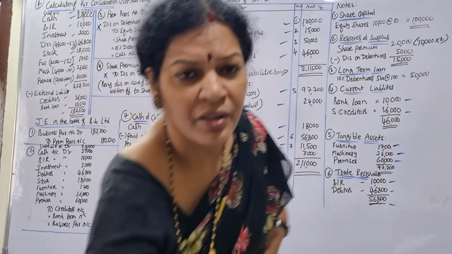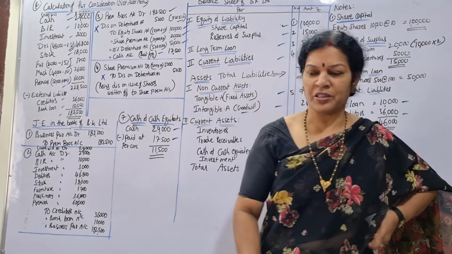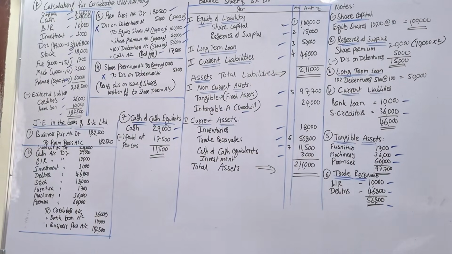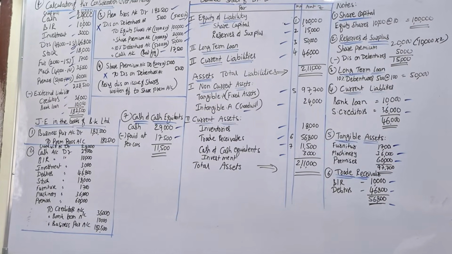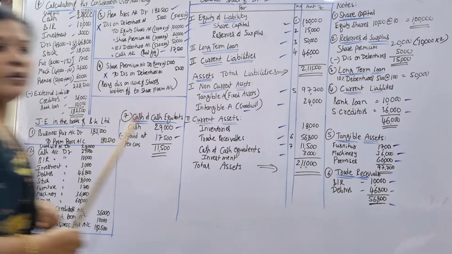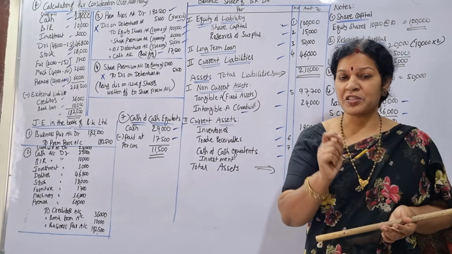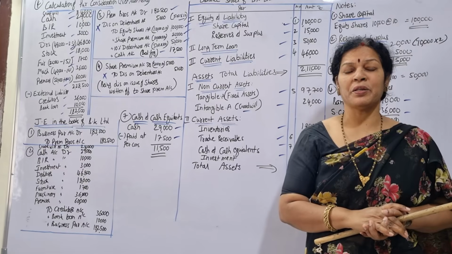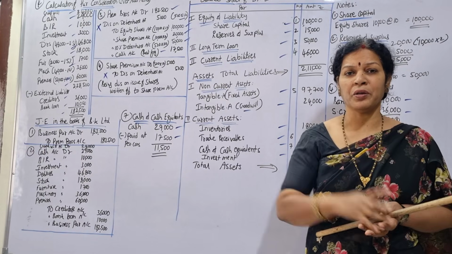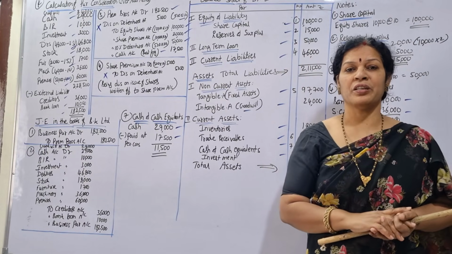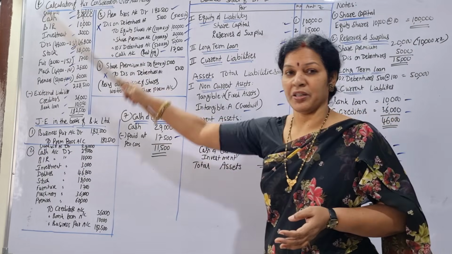Very simple. I'll give you a recap. First take the screenshot. The problem is nothing to worry about, only the purchase consideration is not given. When purchase consideration is not given, how to find it out? All the assets minus outsiders' liabilities. Like this we have done.